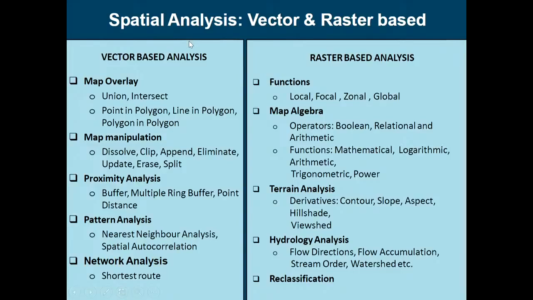Now, about the analysis we perform on vector data, it can be a map overlay. There are different kinds of functions: local, focal, zonal, global, point in polygon, line in polygon, polygon in polygon, and then map algebra: Boolean, relational, arithmetic, mathematical, logarithmic, trigonometric, powers. Similarly, map manipulation: we have dissolve, clip. Clip means cutting a part of a vector; append, eliminate, update, erase.